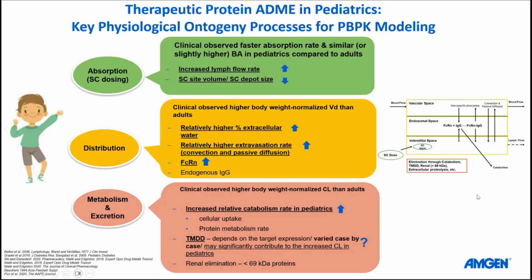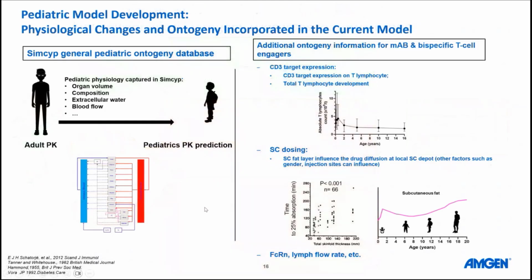And also, obviously, renal impairment and renal elimination ontogeny can have an impact, especially for the first generation of bi-TCEs. So this is overall a general map of the ontogeny processes we have considered. In developing the model, we utilized 2 sets of information. The first set is from the sensitive general pediatric ontogeny database, which already includes, for example, body composition, extracellular water, and those ontogeny parameters.